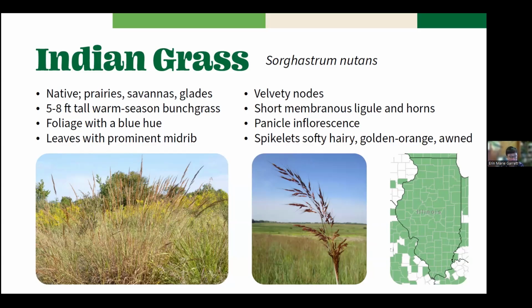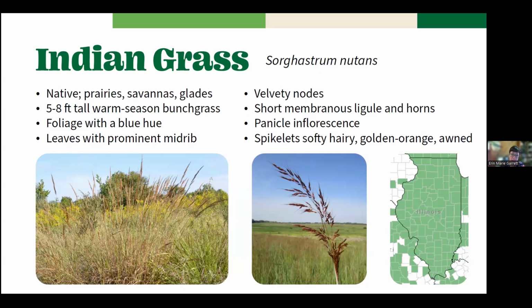And then when it flowers, really distinctive too. It has a panicle inflorescence. It's this beautiful golden orange color. They're covered in these soft velvety hairs. They have awns. If you catch it when it is blooming, you'll see yellow anthers that are kind of sprinkled throughout it. So really, really stunning grass. And then, of course, it is found in every county in Illinois, so likely that you'll see it.